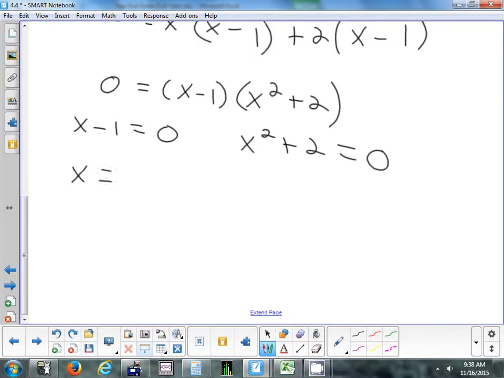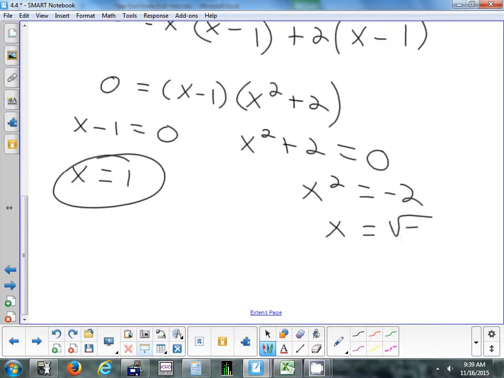What's the solution to this first one? 1. What's going to happen on this second one? We'd have the square root of negative 2, which is what? It's imaginary. So we don't worry about it. We don't get an answer from that part. If this had been like x squared minus 2, then that would have changed the sign, and we would have gotten another answer.